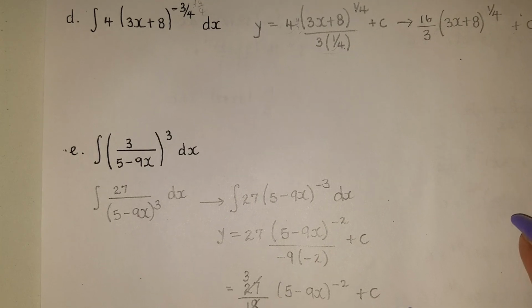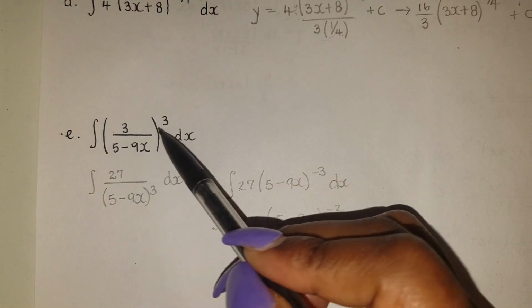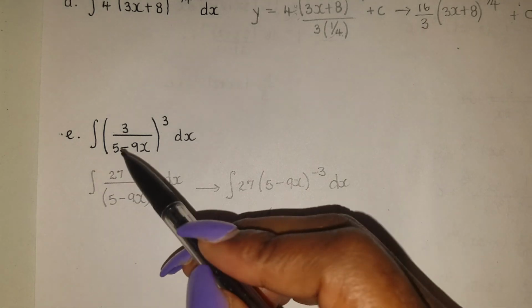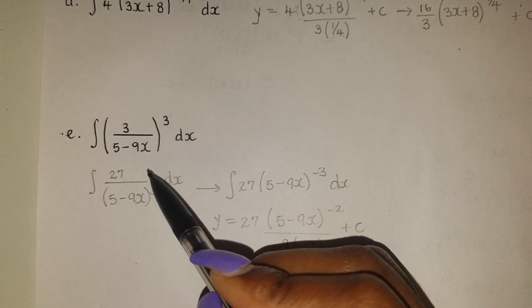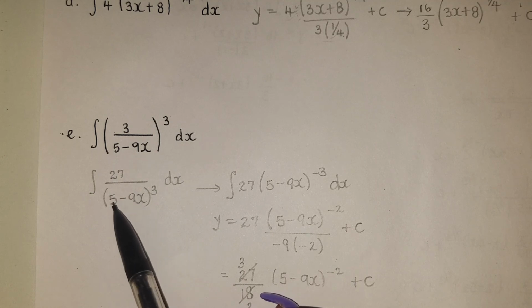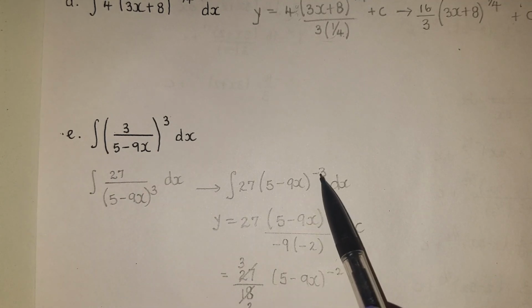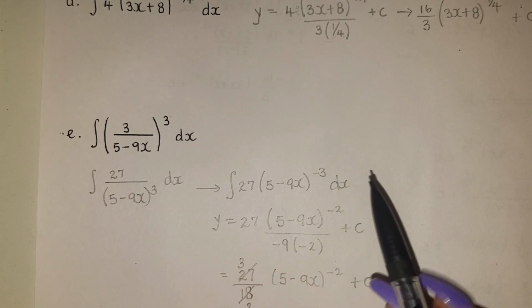Last question. The integral of 3 over 5 minus 9x all cubed. So the 3 will get cubed, and our 5 minus 9x also gets cubed, top and bottom, giving us this answer. Now, this 5 minus 9x cubed can be brought up and raised to a negative 3. So now this is the function we're integrating.